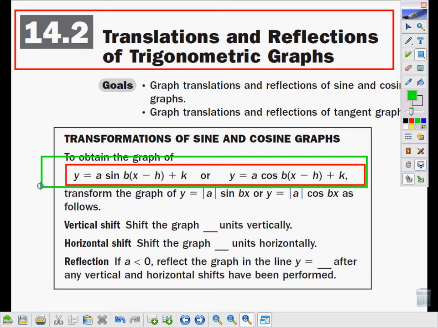Okay? So you're going to start with writing two general formulas. Y equals A sine B, parentheses, x minus h, plus k. I'm going to give you a moment to write that down. And then I'm going to tell you what each letter represents.